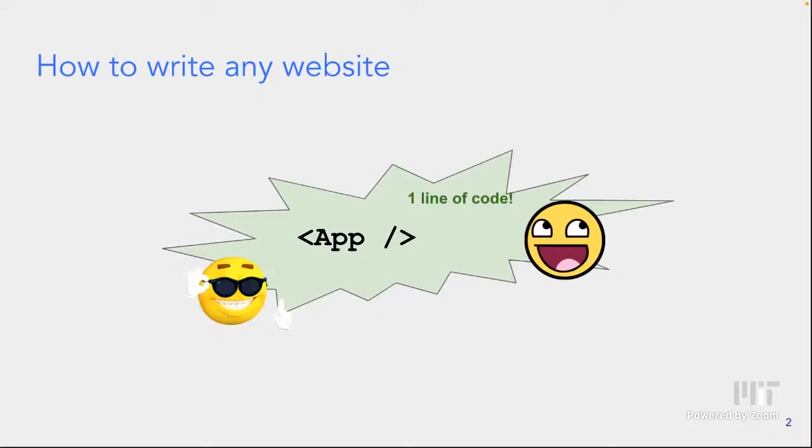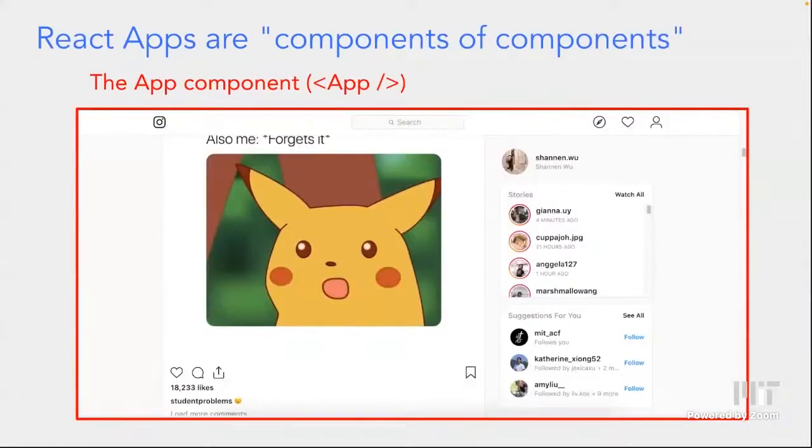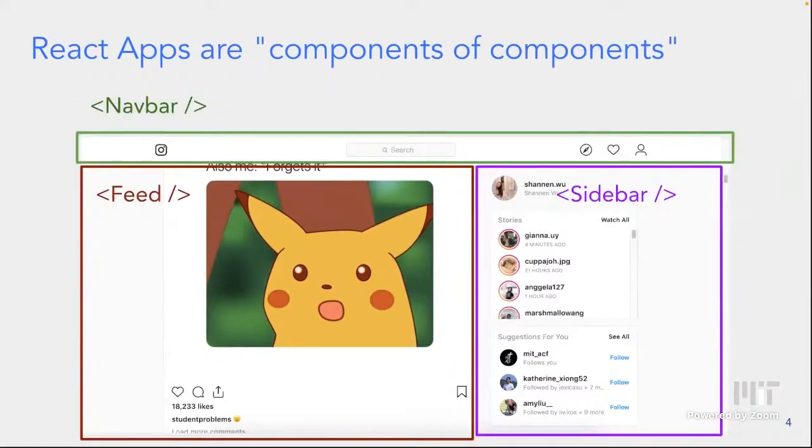Good, yes. Okay, perfect. So in React, to write any website, you basically treat it as one component. It's one thing. Your website is literally just the app component. And how it works is you define the app component in a separate file. For example, we have Instagram, and the whole website is just one component. And then that component is defined in a separate file as a bunch of other components. So you can divide it into the navbar, the feed, the sidebar.